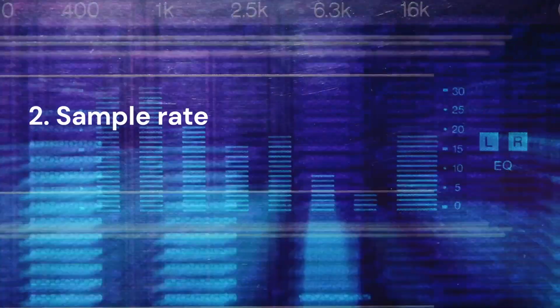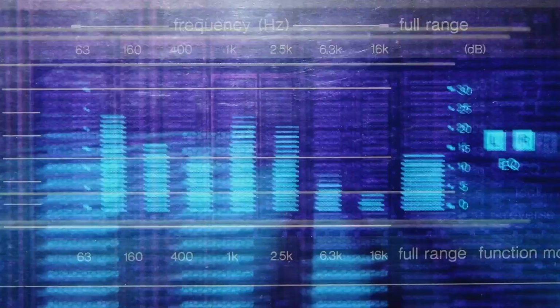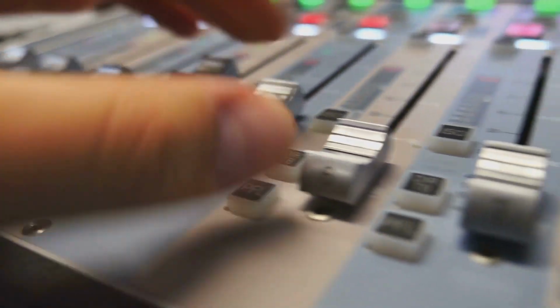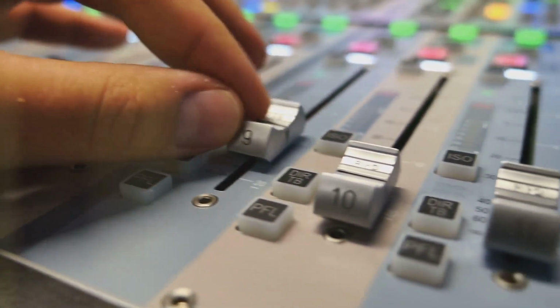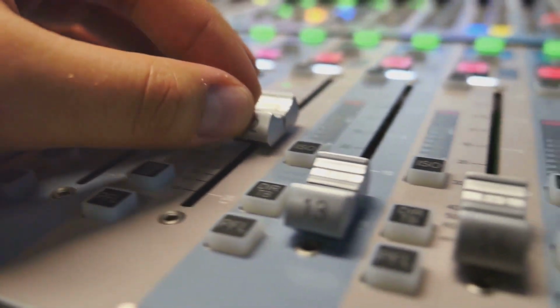Next is sample rate. The sample rate is the number of samples of audio carried per second, measured in hertz, abbreviated to Hz. Common sample rates include 44.1 kHz and 48 kHz. Higher sample rates capture more detail from the original sound, but they also increase the file size.